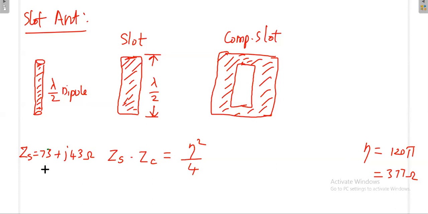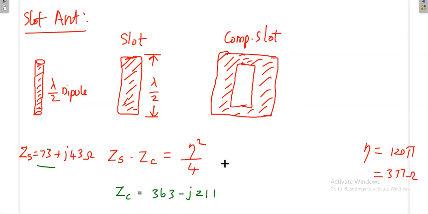Please make sure that even for a lambda by 2 dipole, we are considering only 73, but that also consists of some other reactive impedance. If you refer to a standard textbook, that will be available there. Even your lambda by 2 dipole will consist of some imaginary part. So now this is the impedance value of the slot antenna. Then by means of substitution, you can find out the impedance of the complementary slot antenna, that is 363 minus j 211.